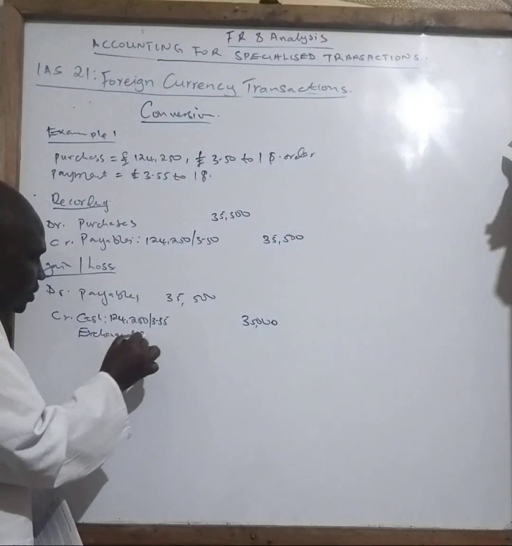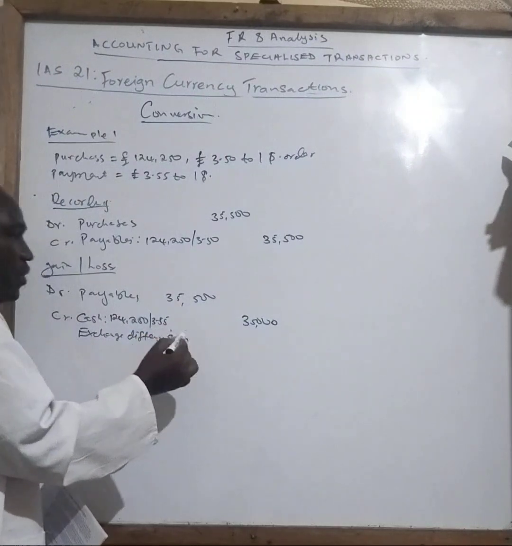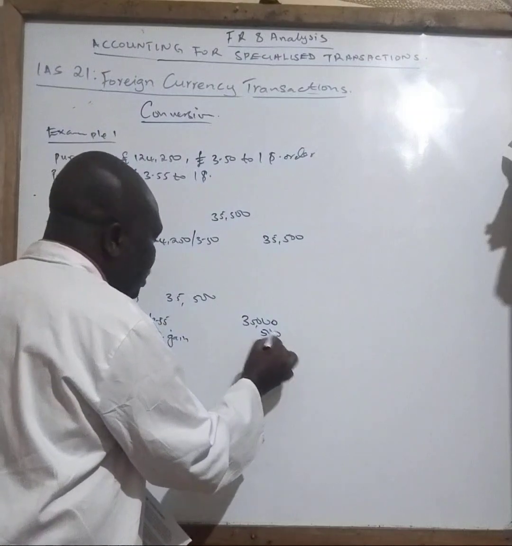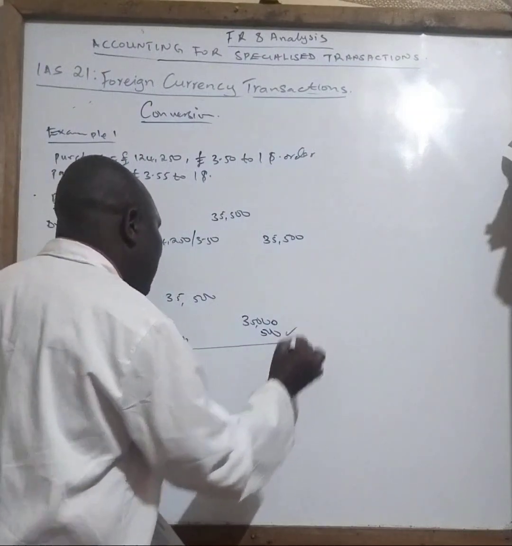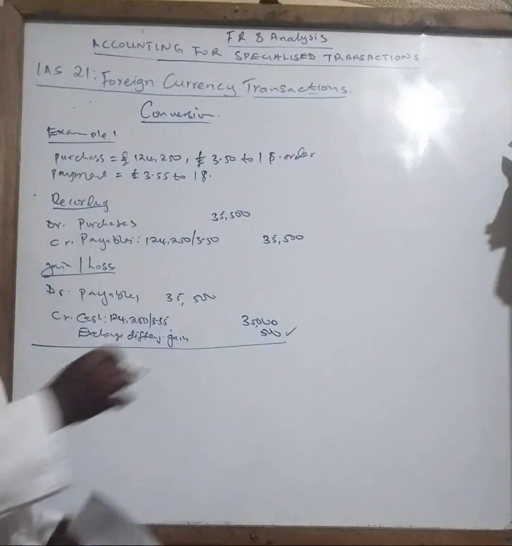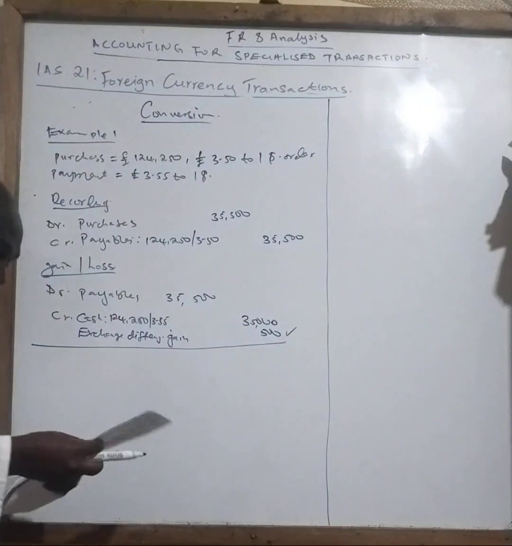Exchange difference. So exchange difference in this case is a gain of how much? 500, so that it balances. So in this case, you now see the gain is 500. That is the first example. You can see how simple it is.